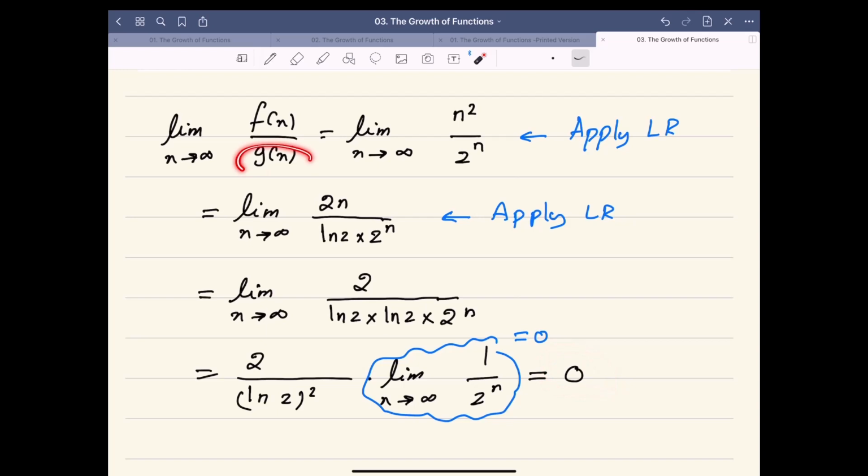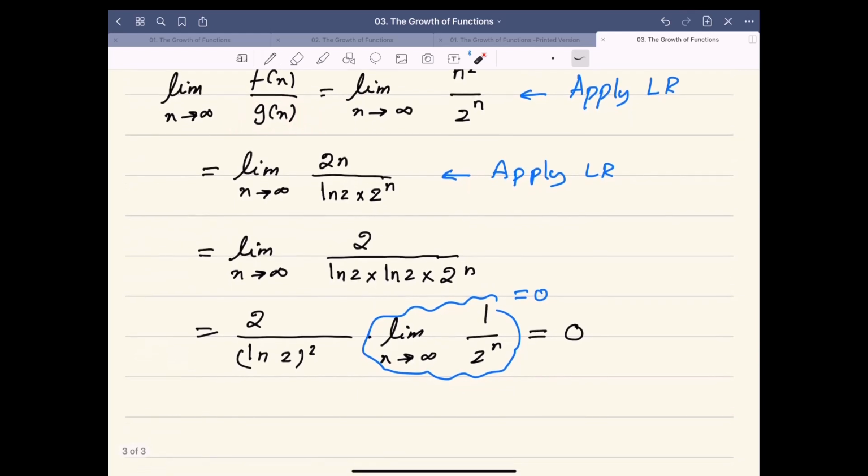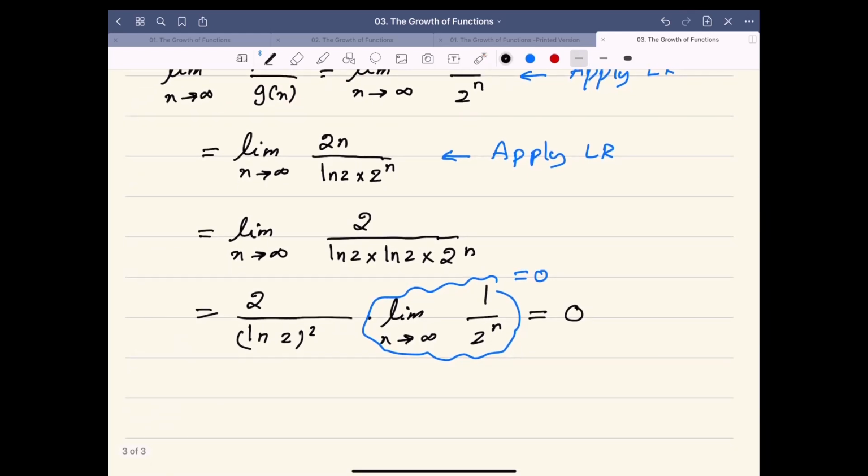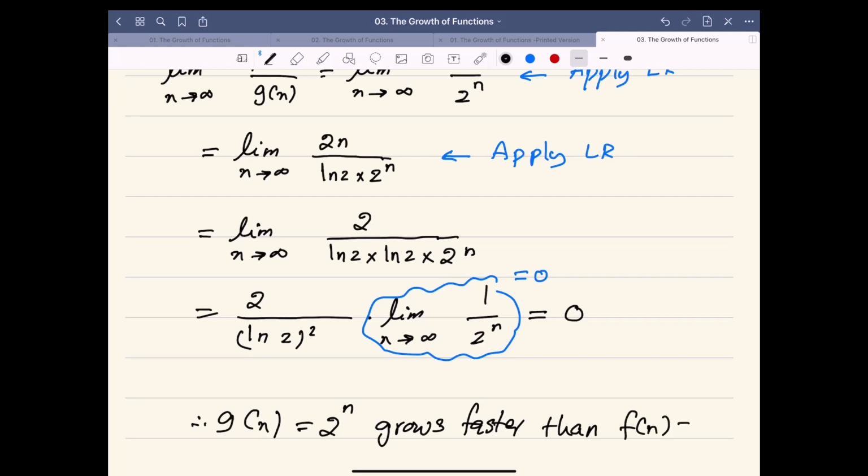So since g of n is larger than f of n, then g of n grows faster than f of n. So here we say that g of n, which is equal to 2 to the power n, grows faster than f of n, which is equal to n squared.